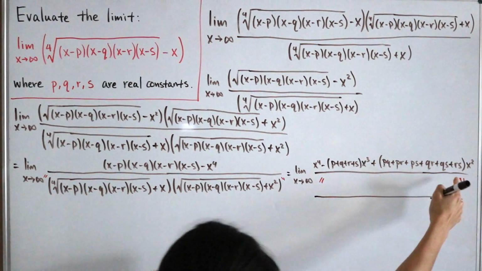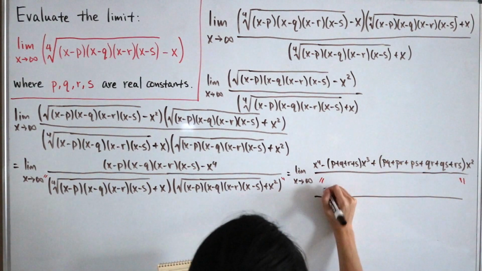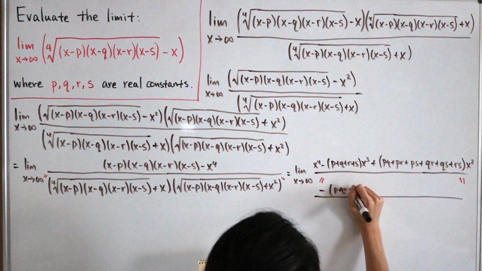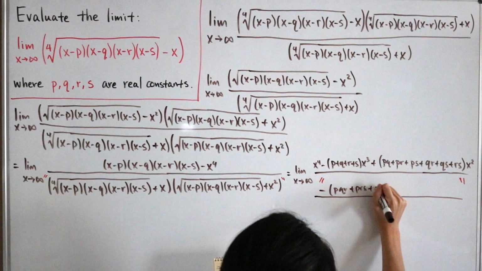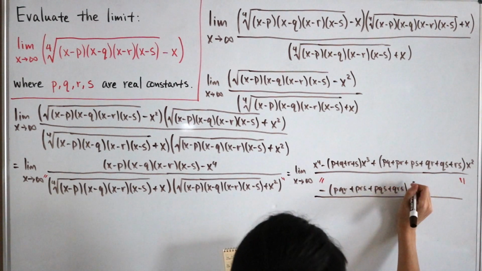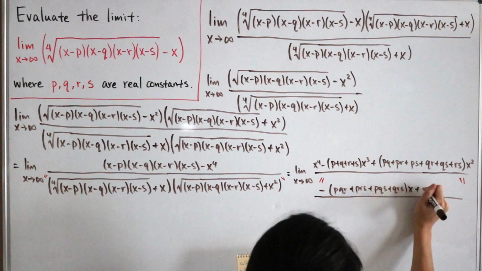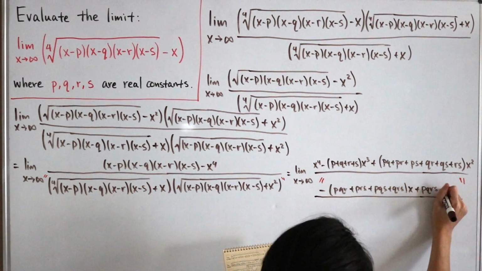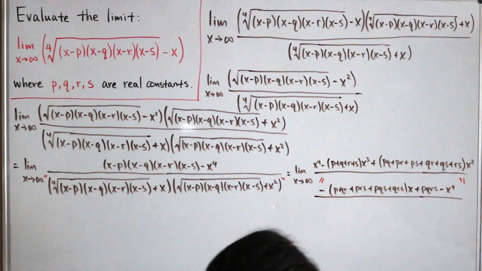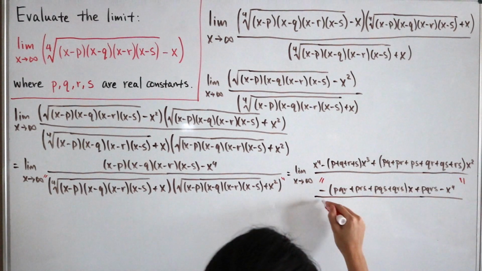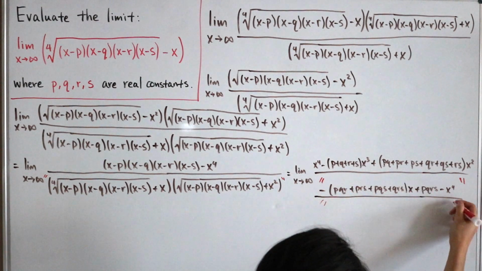So x squared, and then subtract pqr plus prs plus pqs plus qrs times x. Then add pqrs, and then subtract x to the power 4. And the denominator is still the same from below, so just to note that in quotations, this is still the same thing from over here.